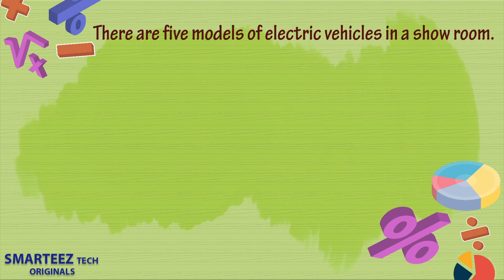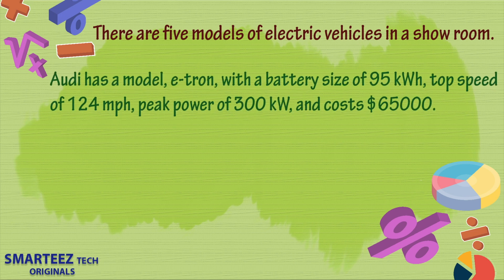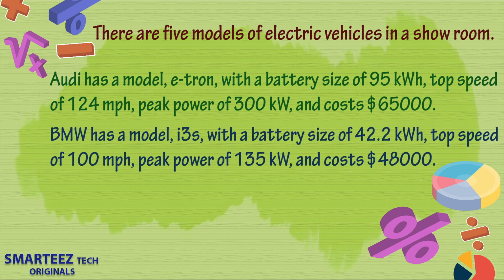There are 5 models of electric vehicles in a showroom. Audi has a model e-tron with a battery size of 95 kilowatt-hours, top speed of 124 miles per hour, peak power of 300 kilowatts, and cost $65,000. BMW has a model i3S with a battery size of 42.2 kilowatt-hours, top speed of 100 miles per hour, peak power of 135 kilowatts, and cost $48,000.